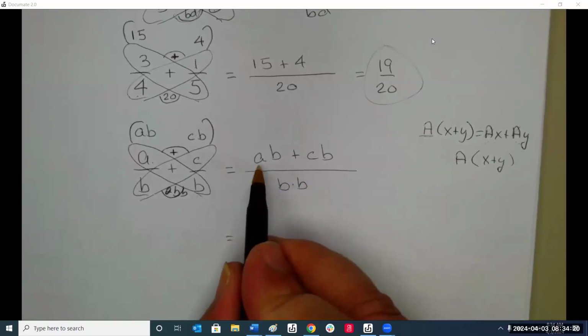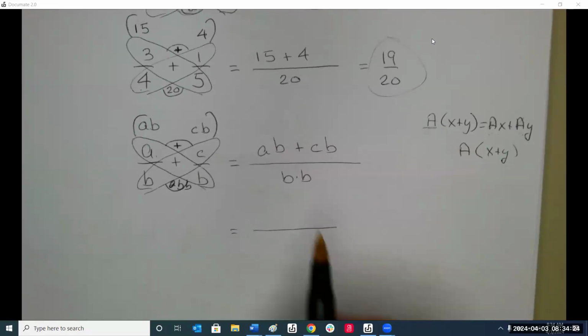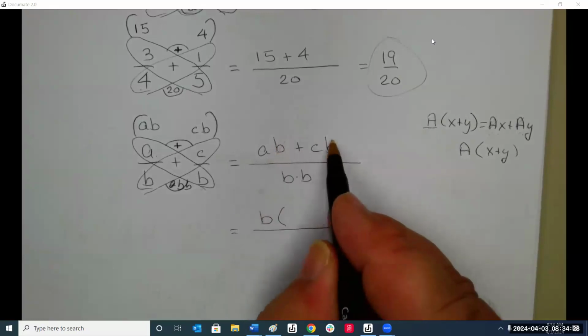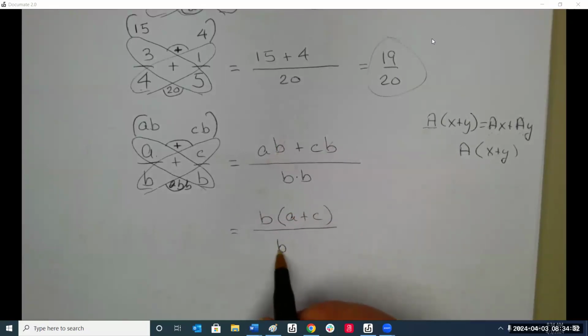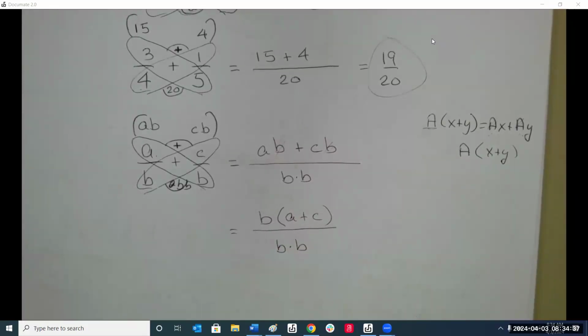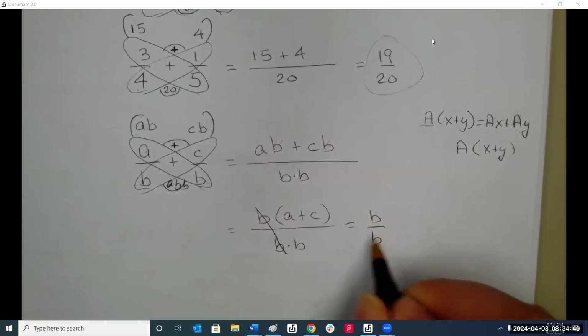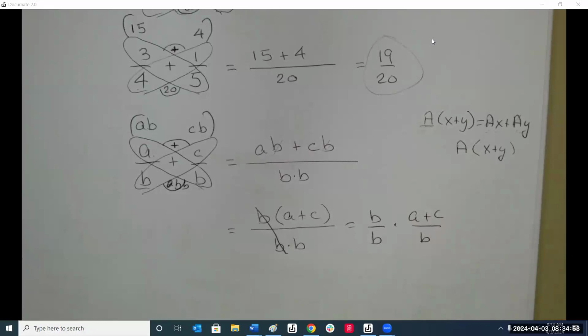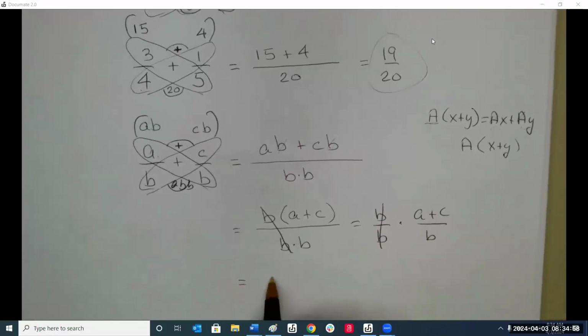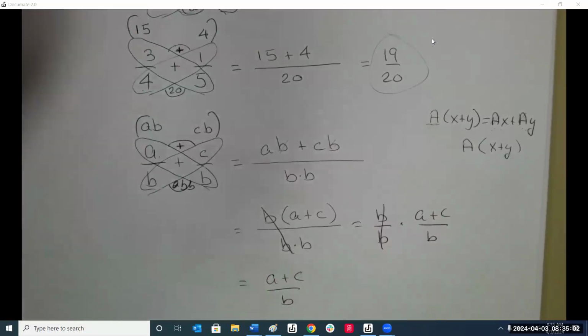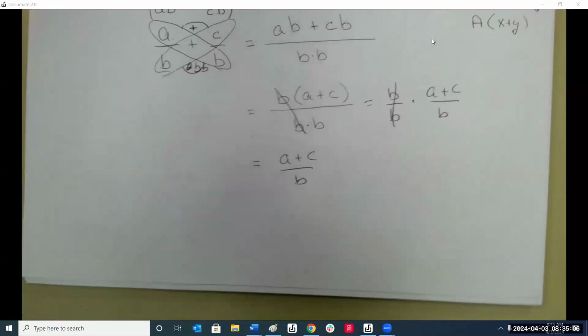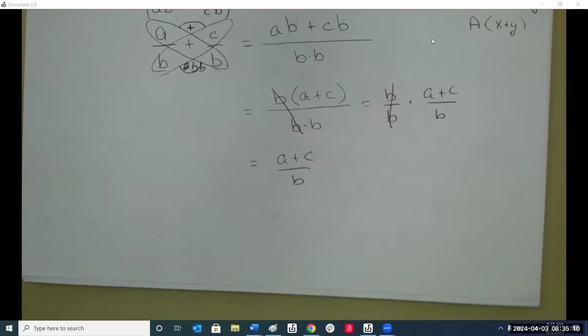So we do the same thing here. On the top, what do they have in common? They have a B, so I take out the B, and I have left A plus C. So we have B times this and B times that. Since both of these Bs are multiplied, we can cancel them out. What we have here is B over B times A plus C over B. And there you have the rule for like fractions, like denominators.